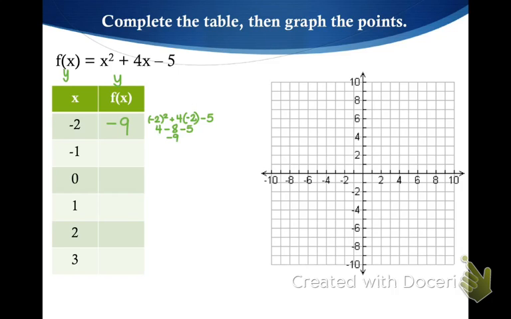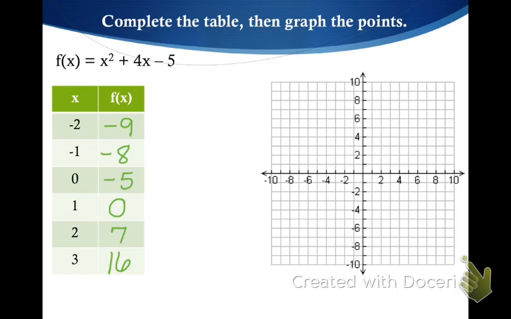So I'm going to do the same thing again. I plug in -1 and I square it. Plus 4 times -1 minus 5. -1 squared is +1. 4 times -1 is -4, minus 5. This one gives us -8. And then we go ahead and continue on and do the same thing for all the rest of them until we have our table filled out.